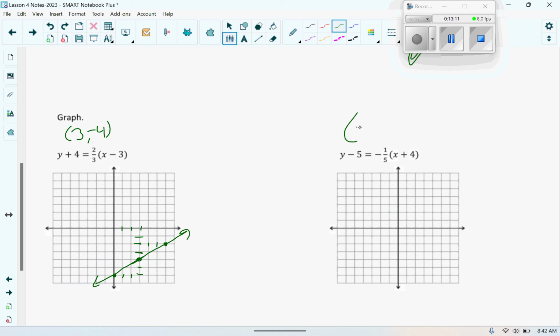Okay, this one, my point is -4, 5. And I'm going to go down 1 over 1, 2, 3, 4, 5. Down 1 over 1, 2, 3, 4, 5. And it looks like that.